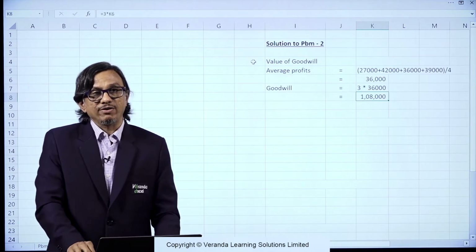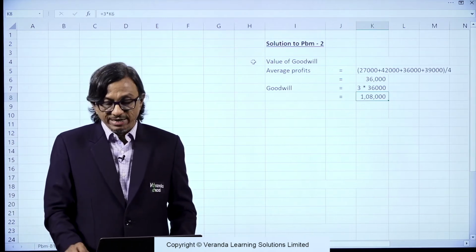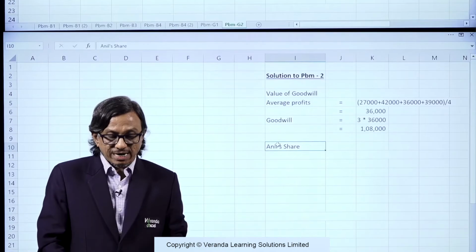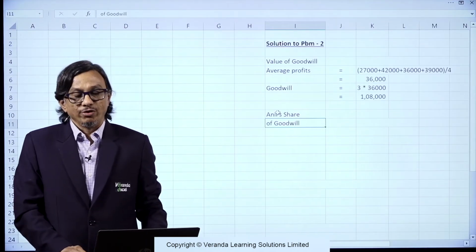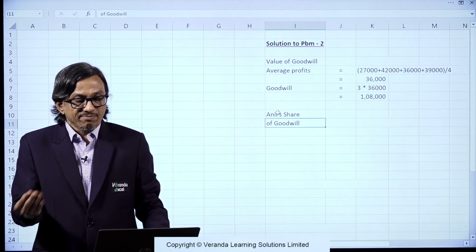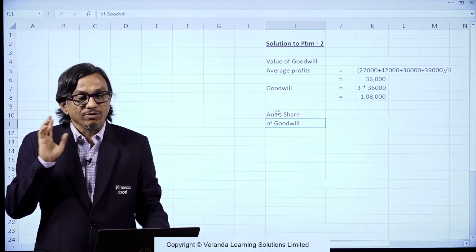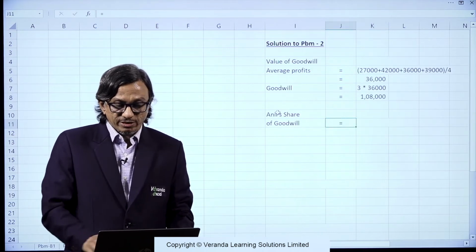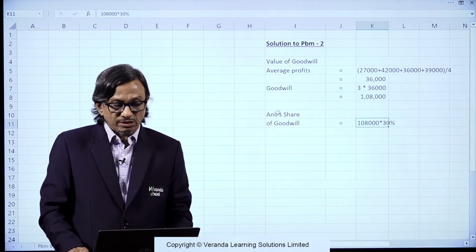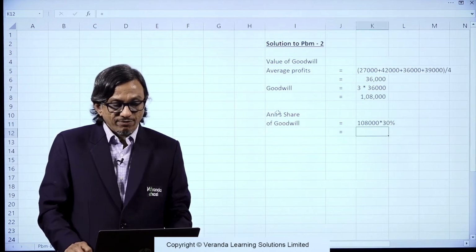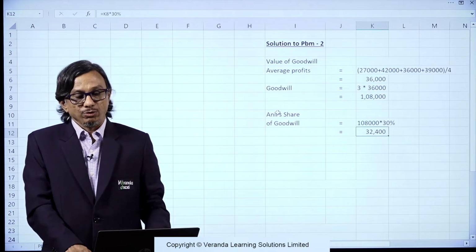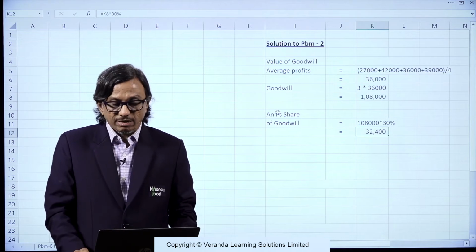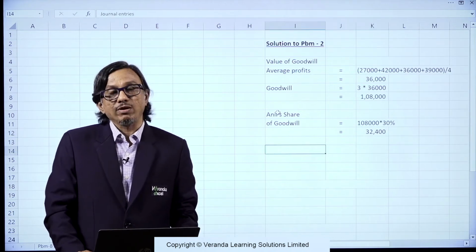But we are admitting a new partner, and for that purpose only you are valuing the goodwill. So we have to find out what is the new partner's share of goodwill. Now we will see what is Anil's share of goodwill. The total goodwill of the firm is 1,08,000. But since you are admitting Anil, we have to account for Anil's share of goodwill only. You know, Anil is given 30% of the future profits. So 1,08,000 into 30% will get you Anil's share of goodwill, that is equal to 32,400.